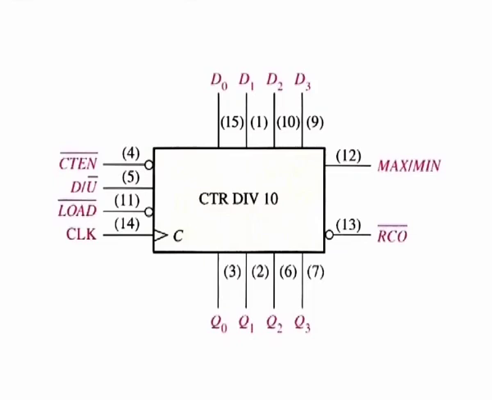Also, this device can be preset to any desired BCD digit as determined by the states of the data inputs when the load input is low. The max/min output produces a high pulse when the terminal count 9 is reached in the up mode or when the terminal count 0 is reached in the down mode. This max/min output, along with the ripple clock output and count enable input, is used when cascading counters.